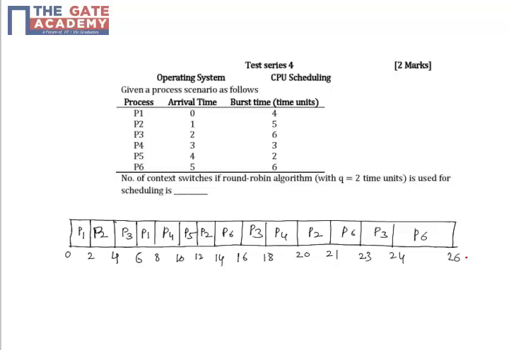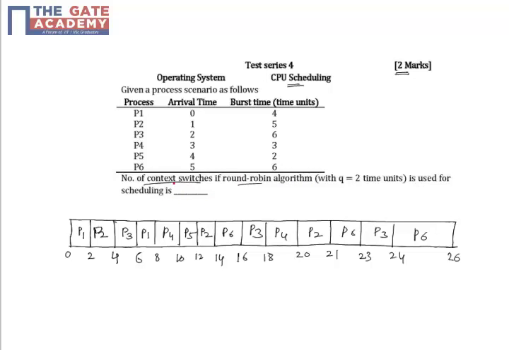Hello students, this is a question from CPU scheduling, and it's a 2 marks question. The question is, given a process scenario as follows. We are given 6 processes with their arrival times and their burst time or run time, and the question is: the number of context switches if the round robin scheduling algorithm is used for scheduling is dash.